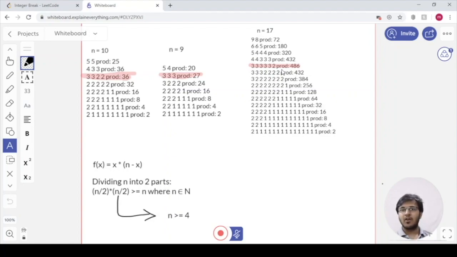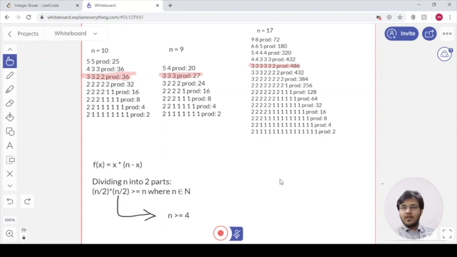Why? Because for a product to be maximum, we want more numbers and also larger numbers. Taking 3 over 2 will satisfy our condition for larger numbers, and taking 2 and 3 only will satisfy our condition for a large amount of numbers, because 2 and 3 are relatively smaller than other numbers, so we will have large amounts of 2's and 3's. That will give a maximum product. So for example, let's take n equal to 10.